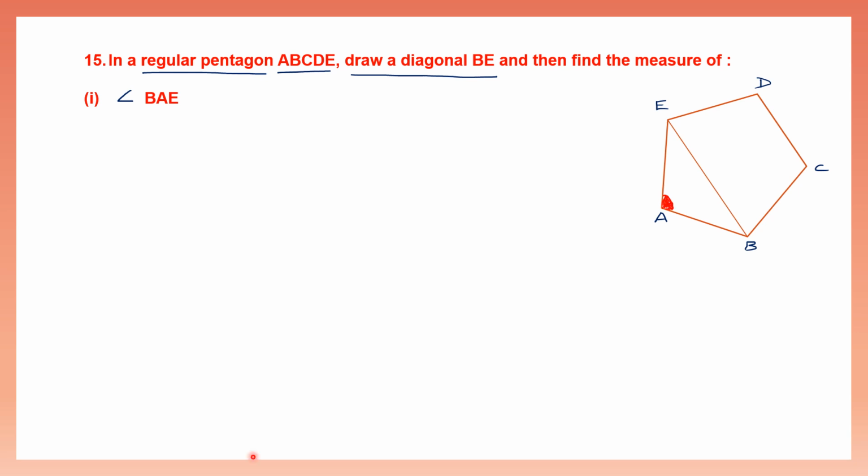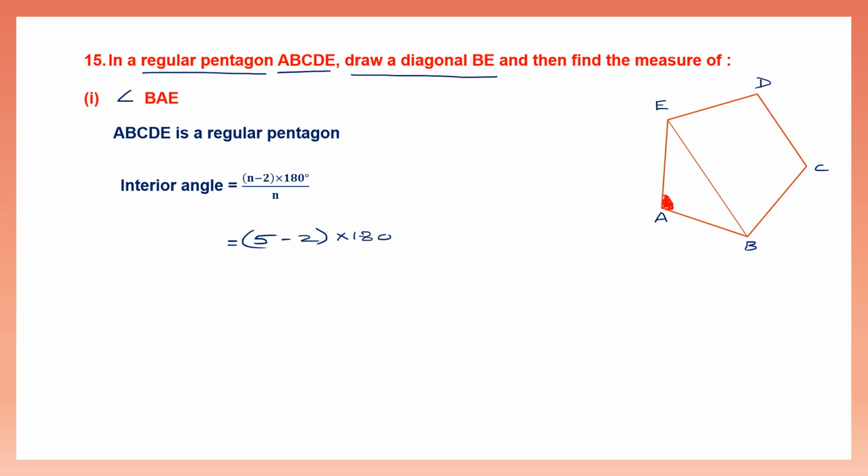Now here, as you can see, this is an interior angle. So we can use the formula of interior angle. Since ABCDE is a regular polygon, we say interior angle is equal to (n minus 2) times 180 divided by n, where n is the number of sides. And since it's a pentagon, it has 5 sides. So we say (5 minus 2) times 180 degrees divided by 5.